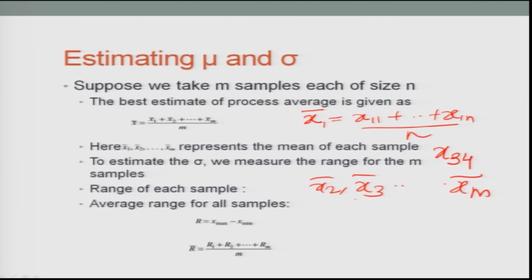Now, to estimate sigma, which is the standard deviation, we measure the range for the m samples. So, the ranges are given by the formula. What we need to find out is the difference between the maximum and the minimum. So, that is what is given here where I am circling, and once you have the difference between the maximum and the minimum, we will find out the average dispersion using the average range.